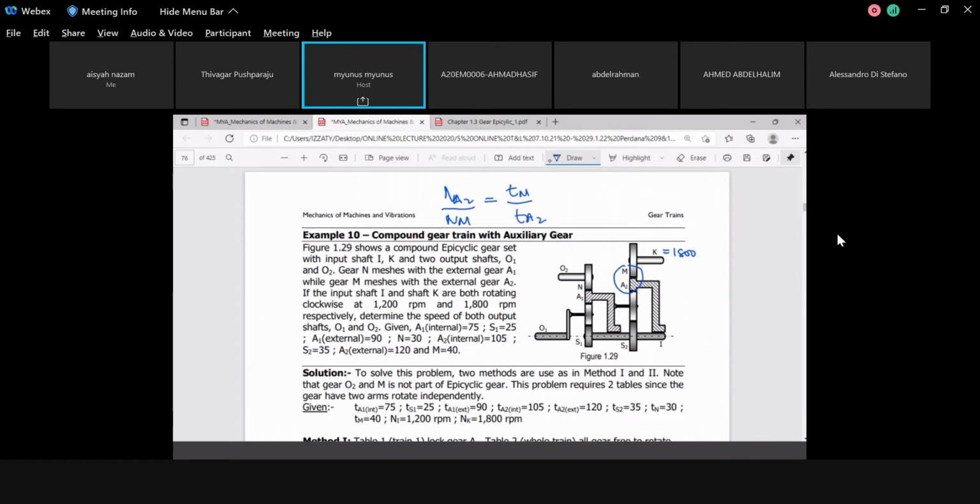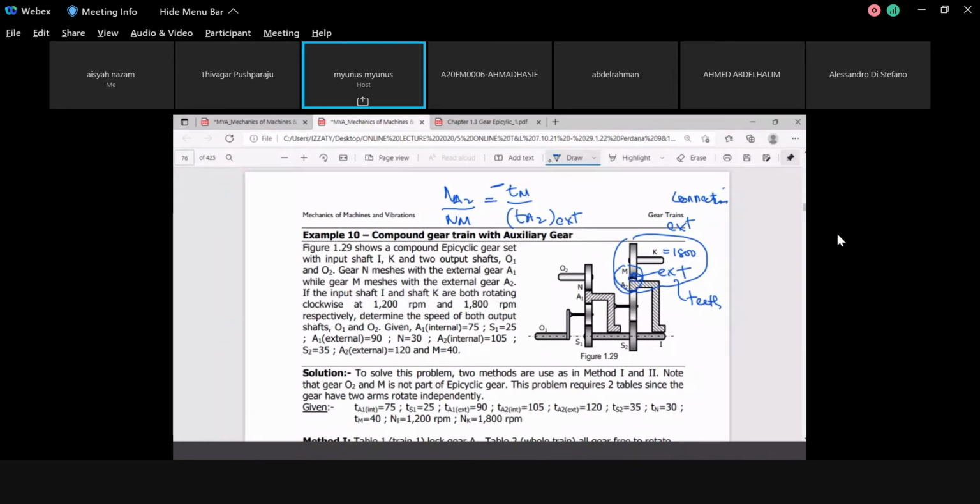But remember, the connection A2 to M is the external. This is the external connection. This one is the external T, but this is also an external connection. What do you have for the external connection? Negative. Remember the internal connection and the external connection. So you have negative here.